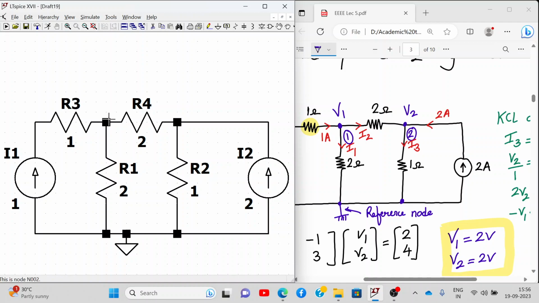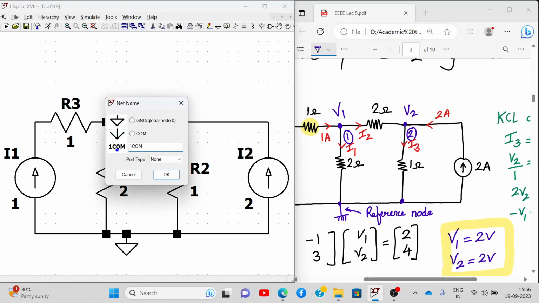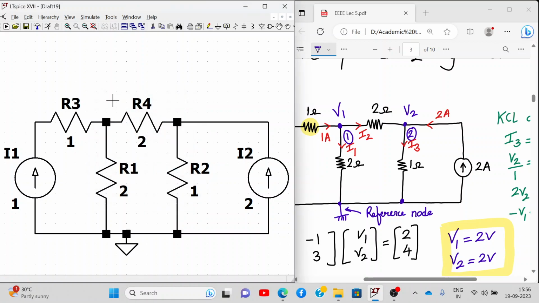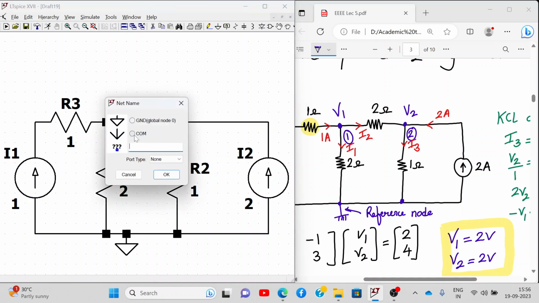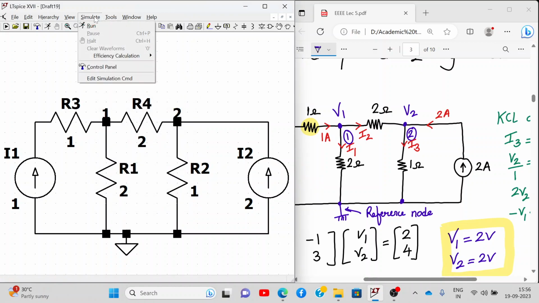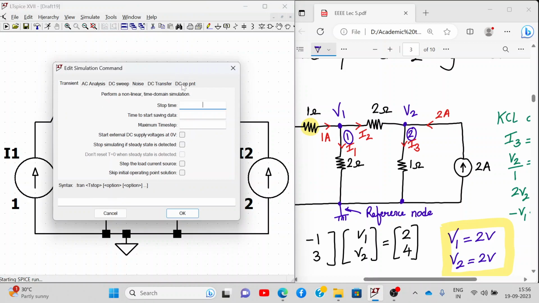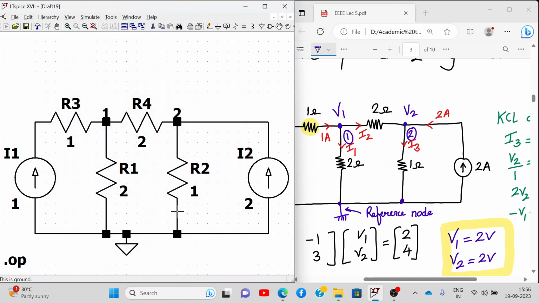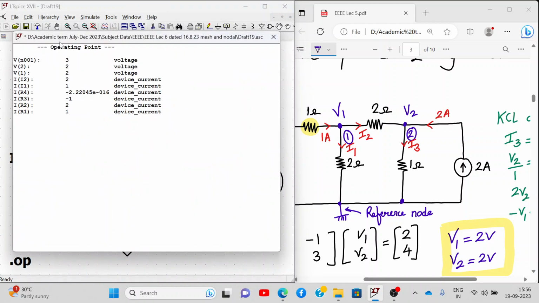Now I need to define the voltage over here. This is, let's say, node number 1. Let me just cancel this out. Right click on label net, and I call this 1. Node number 1, and this is node number 2. I right click and change it to 2. Now I'll go to simulate, click on run, and then click on DC operating point, then click on OK. So here it is.